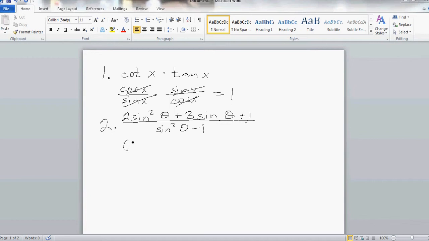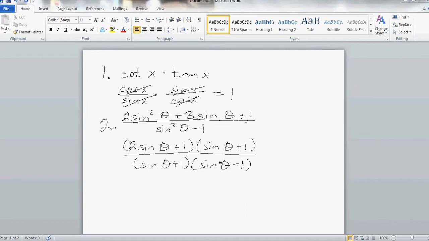If we factor the numerator, this becomes 2 sine of theta plus 1 times sine of theta plus 1. And the denominator can be factored. That's the difference of squares. So that will be the sine of theta plus 1 times the sine of theta minus 1. And notice the sine of theta plus 1 in both the numerator and the denominator will cancel each other out. And so that leaves 2 sine of theta plus 1 all over the sine of theta minus 1. And that becomes the final answer.